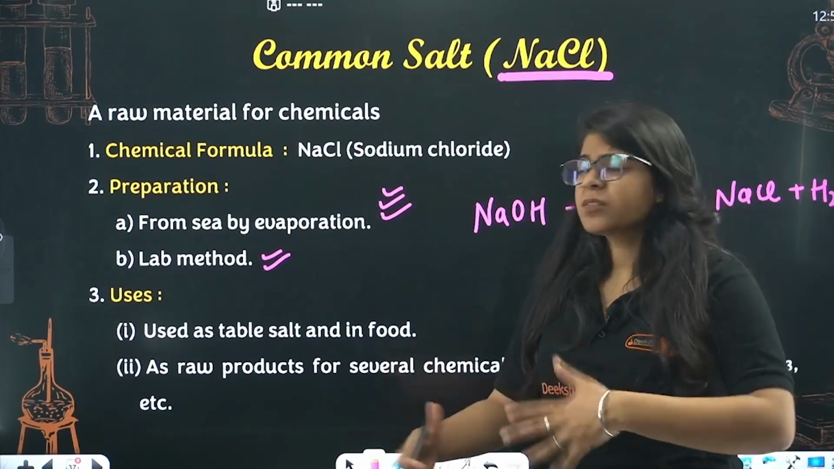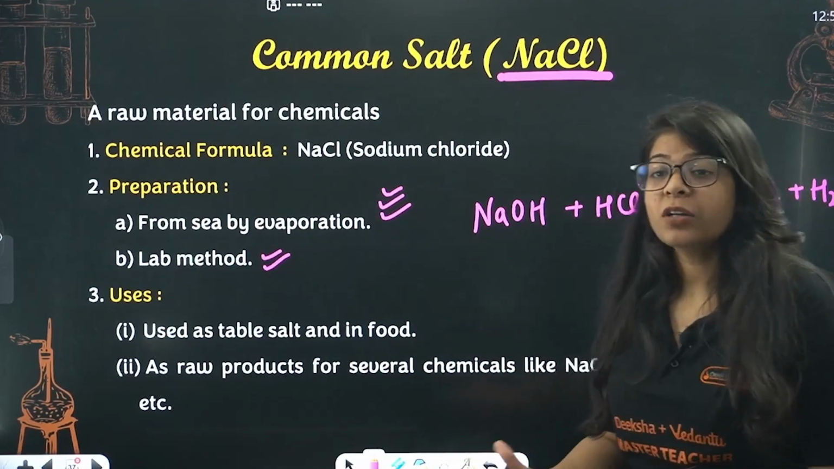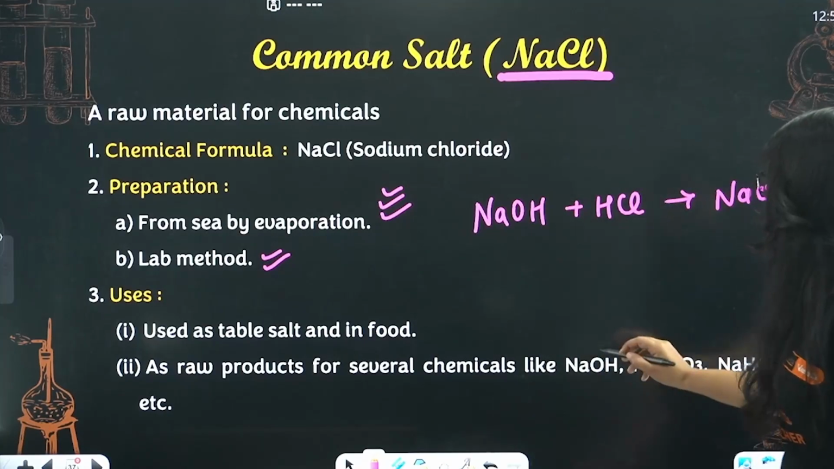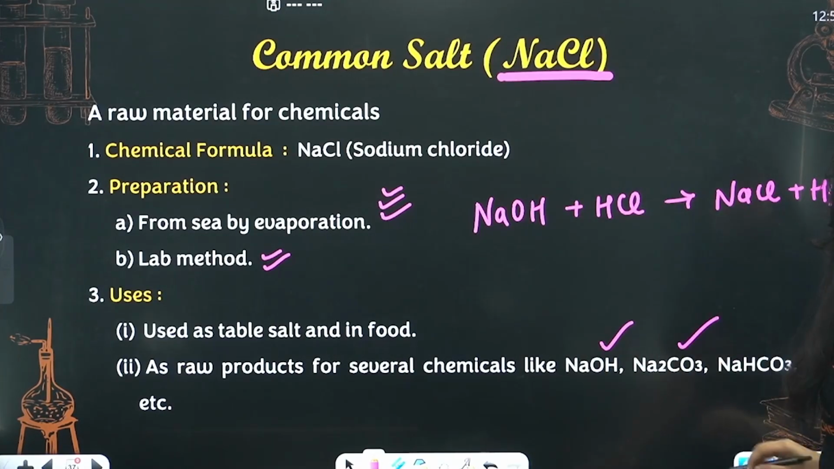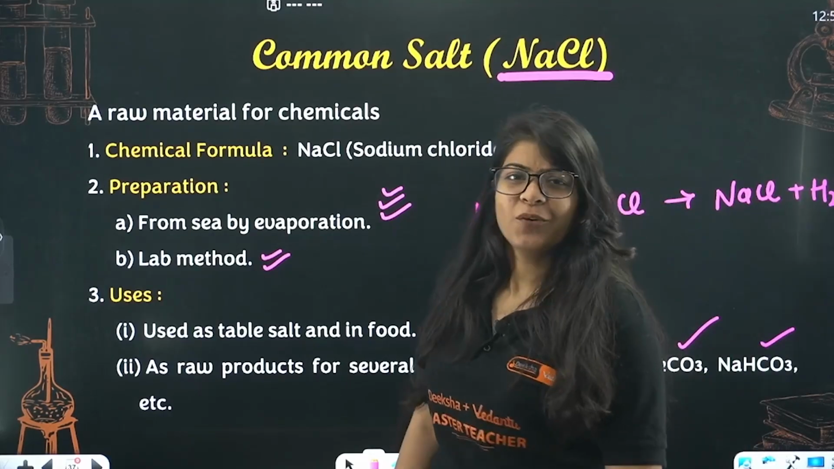It is simply used as table salt in our food and as a raw product for the similar chemicals that we are going to study further. Basically NaOH, caustic soda, Na2CO3 and NaHCO3, your washing soda and baking soda that you are going to study.